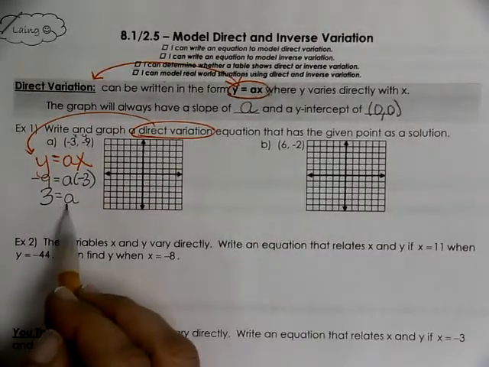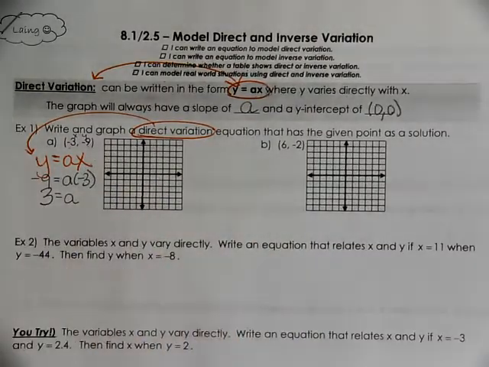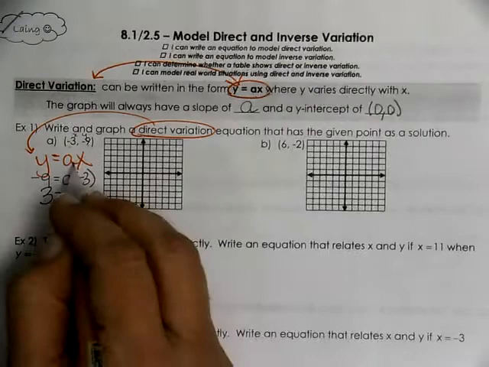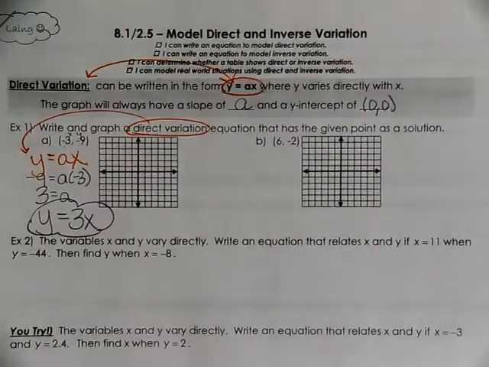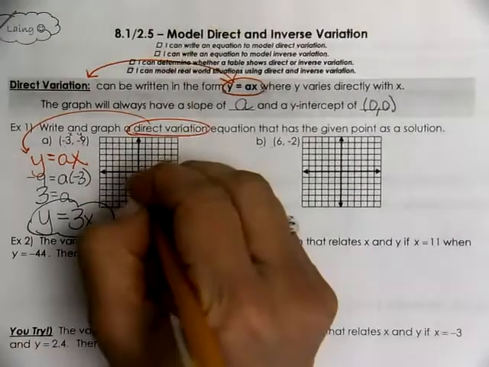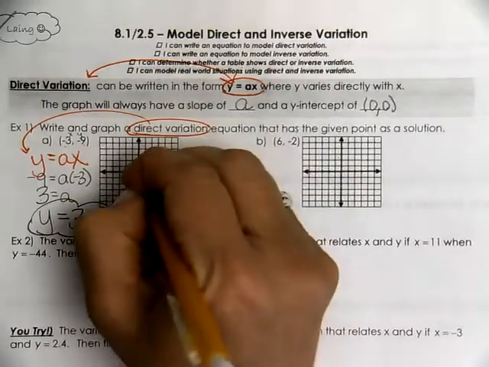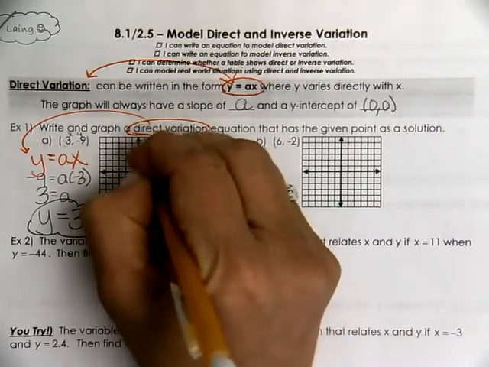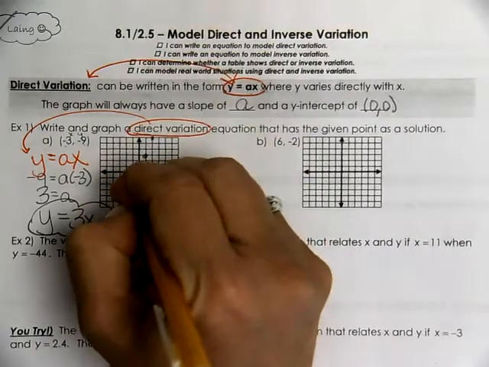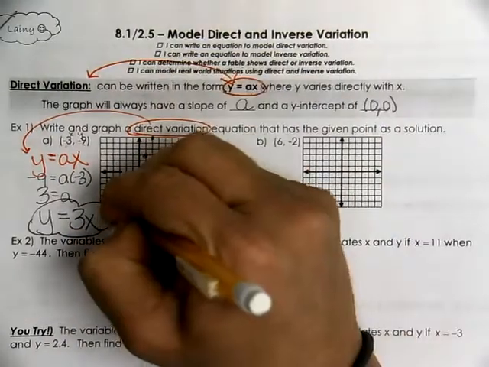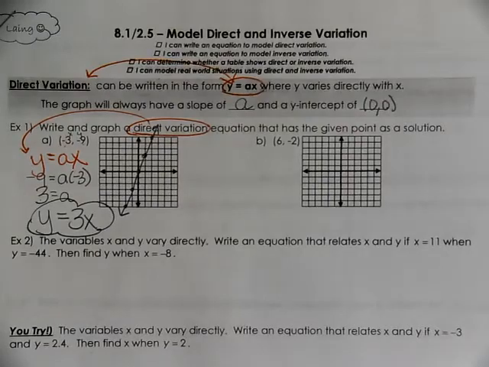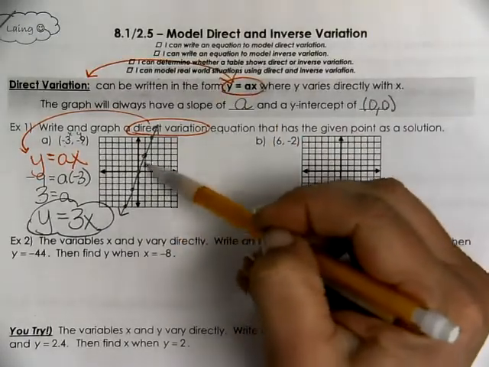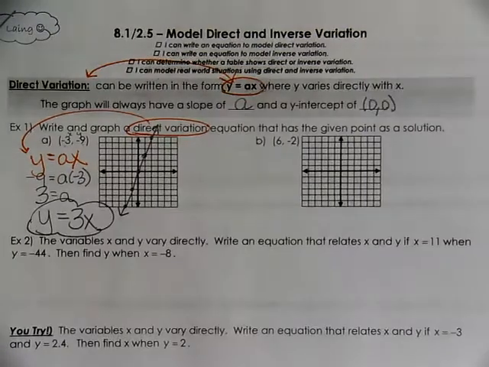So the direct variation equation, again, is in this form, y equals ax. Our final answer is what happens when we put that 3 in for a: y equals 3x. That's our direct variation equation. And we know that it has a y-intercept of 0 and a slope of 3. So we can move up 3 over 1 to the right, down 3 over 1 to the left, and that's what our direct variation equation looks like. Again, it'll pass through the origin if it's a direct variation equation.